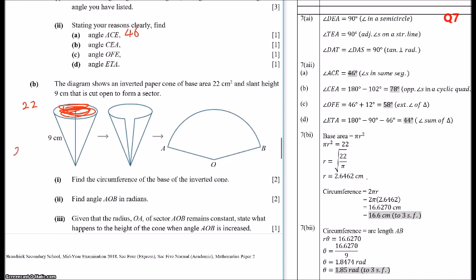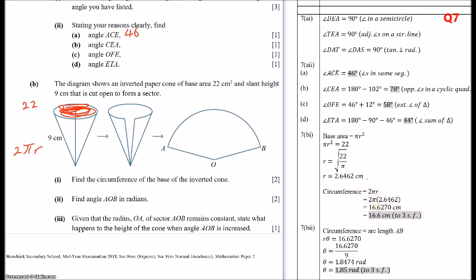So circumference is 2 pi r. So you realize the only unknown we need to find is actually r. And the only information I have is this 22 and the 9, which means I need to form some equation to solve for r. So what is 22? 22 is the circle, right? The base of the circle, pi r squared is equal to 22. So from here, I can solve for r. And in this case, r is 2.64 something. So that's the r. And then after that, I want to find the circumference, which is 2 pi r, so now I'm going to sub r inside and so on.